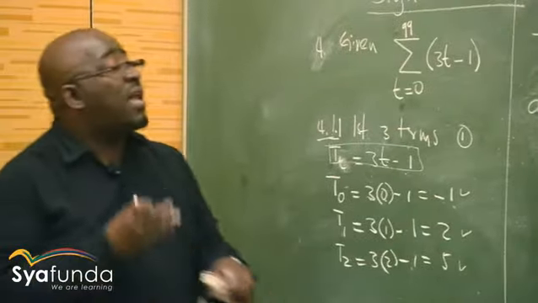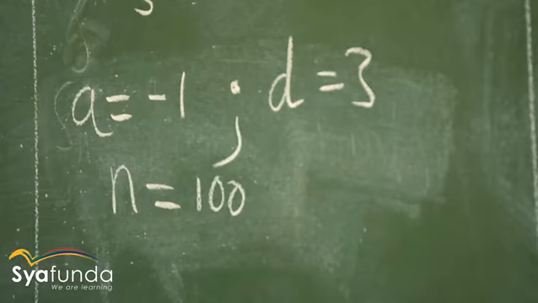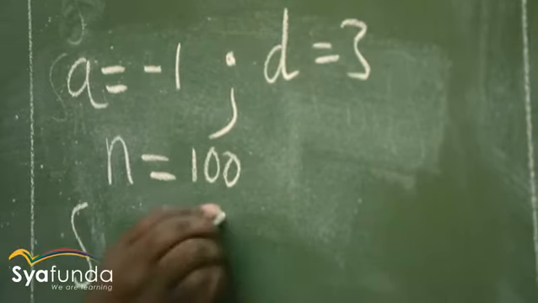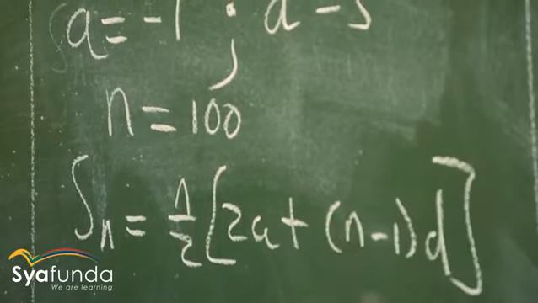So we know that it is an arithmetic. It has a common difference of 3. The first term is -1. And the number of terms that you are adding is no longer 99, it is 100. The formula is Sn is equals to n over 2 into 2a plus n minus 1 d. Right, make sure that you close that bracket off there.